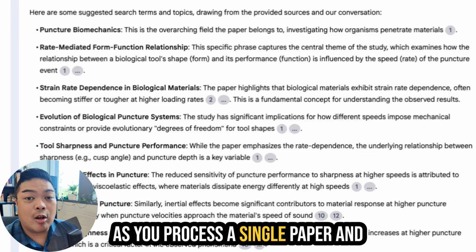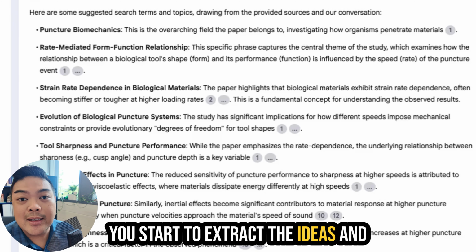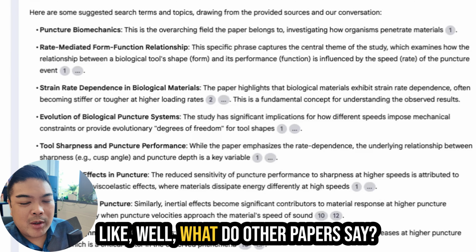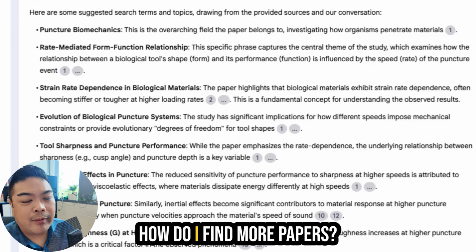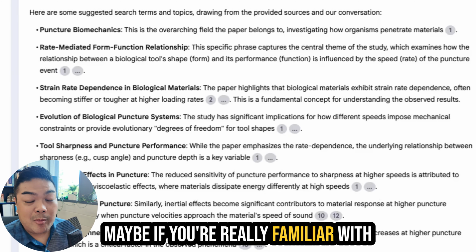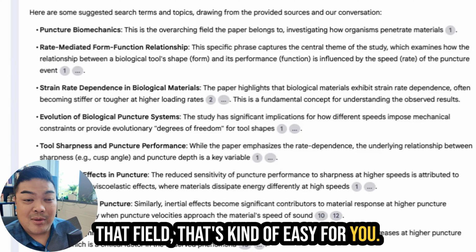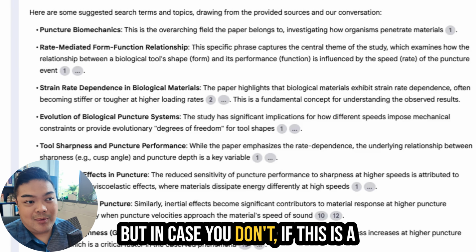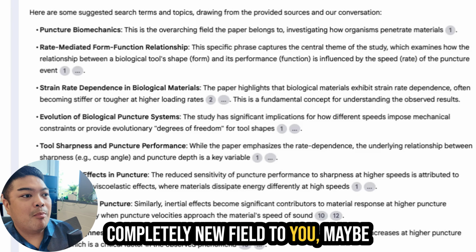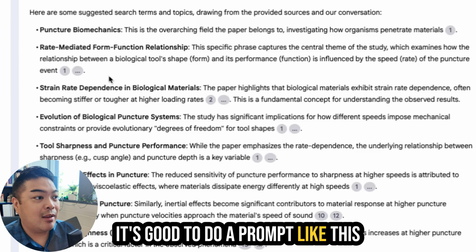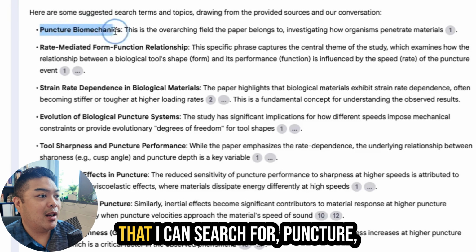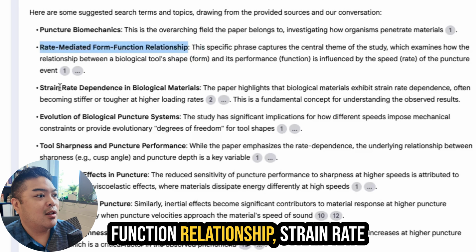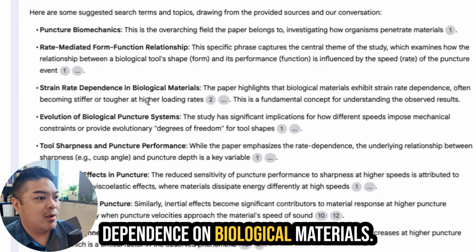As you process a single paper and you start to extract the ideas and the knowledge that you want out of it, you start to wonder, like, well, what do other papers say? Right? How do I find more papers? Maybe if you're really familiar with that field, that's kind of easy for you. You kind of know what to search for, like where to look. But in case you don't, if this is a completely new field to you, maybe it's good to do a prompt like this where we can see, okay, I have a term that I can search for: puncture biomechanics, rate mediated form function relationship, strain rate dependence on biological materials.